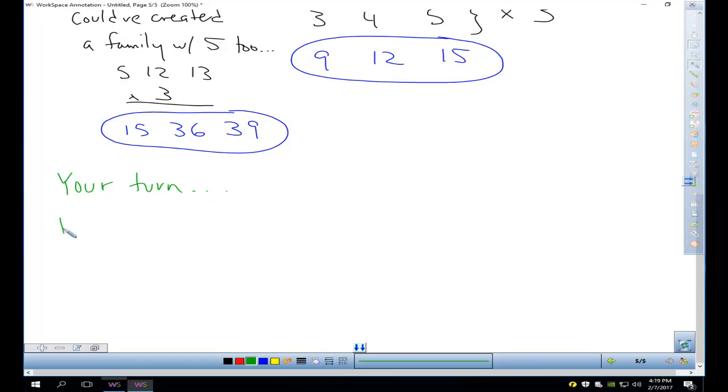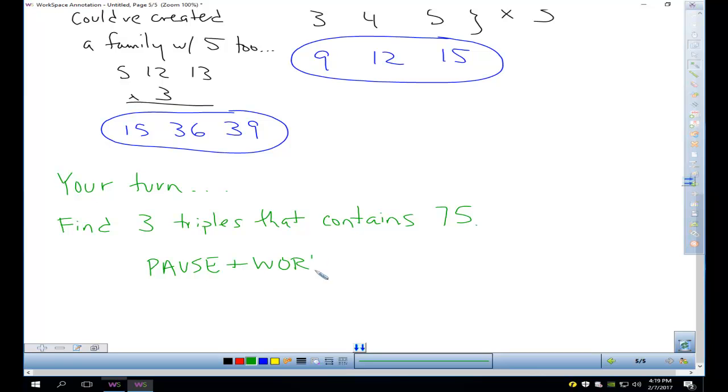Okay? I'd like you to try to find 3 Pythagorean triples that 75 is a part of. Alright? 3 different triples that you could find 75 in. Alright? So, if you would, pause now and come back in a little bit. Alright? If you have to work with a partner, that's fine. If you can do it by yourself, that's fine too. Alright? I'll see you in a minute.